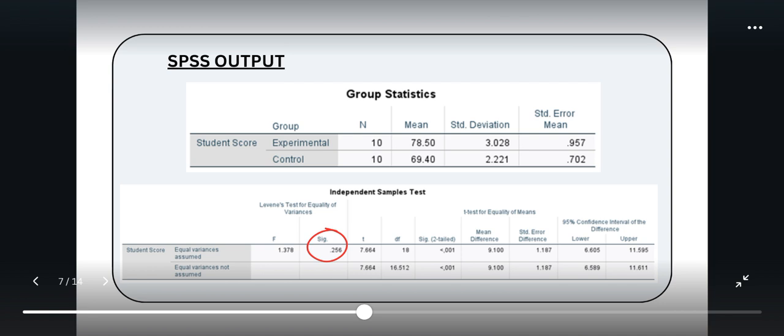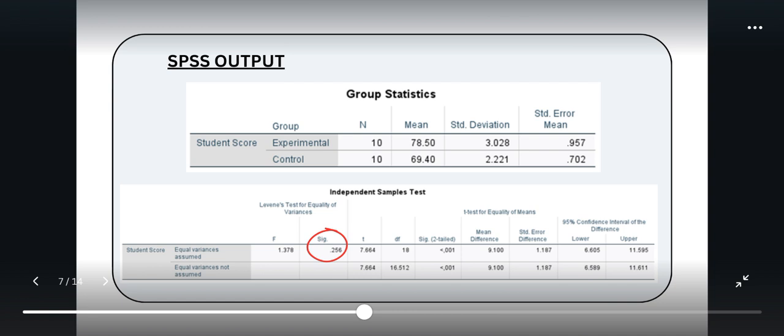So now I will explain the SPSS output starting with the group statistics table. Based on the table, the experimental group has n equals 10 students with a mean score of 78.50, while the control group also has 10 students with a mean score of 69.40. Descriptively, the mean score of the experimental group is higher than the control group. However, at this stage, we cannot directly conclude effectiveness because the difference must be tested statistically.